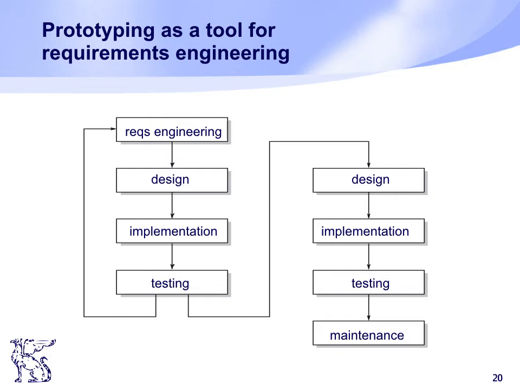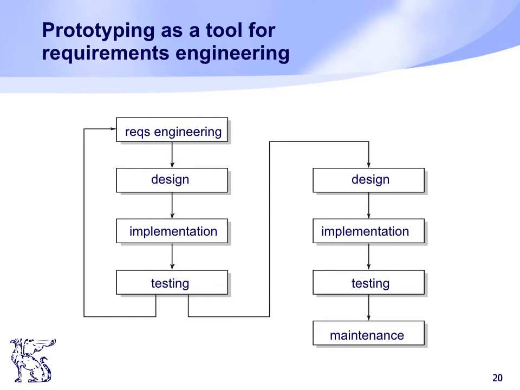The developed prototype is submitted to the customer for evaluation, and based on the customer feedback, the requirements are redefined and the prototype is suitably modified. And this cycle of obtaining customer feedback and modifying the prototype continues till the customer approves the prototype. So this is the left side shown in this figure.